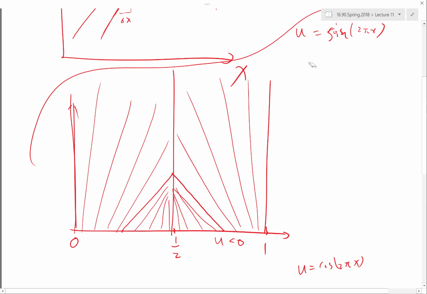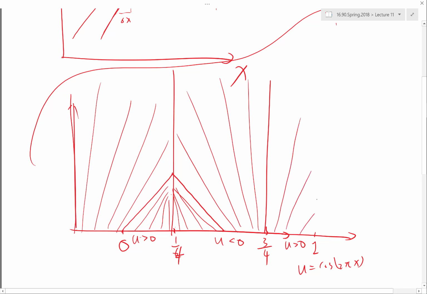I would just erase that and say this is actually 1/4, right? This is 3/4, and 0 is over here, and I have my 1 over here. So u is greater than 0 here, u is greater than 0 here. So I have waves going towards the right again over here. Right, so with periodic domain, that's what the picture would look like. It's lucky that cosine x is just a phase shift from sine of x.